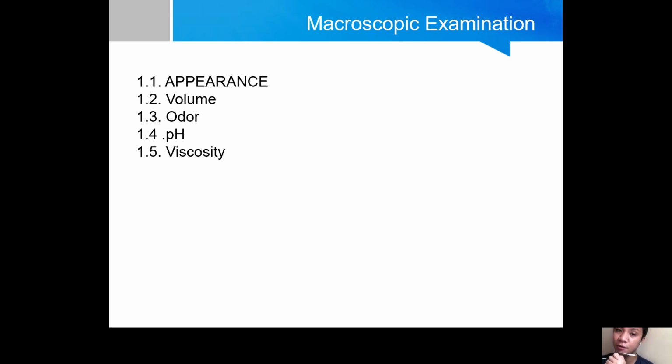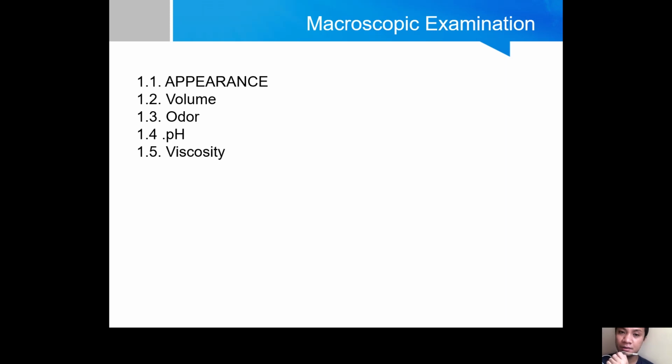The first one is the appearance, so try to take note of the color. Then we also have the volume. The volume is measured by transferring the entire volume of your specimen into a graduated cylinder, which allows you to measure the volume. Then the odor, you try to take note of that.